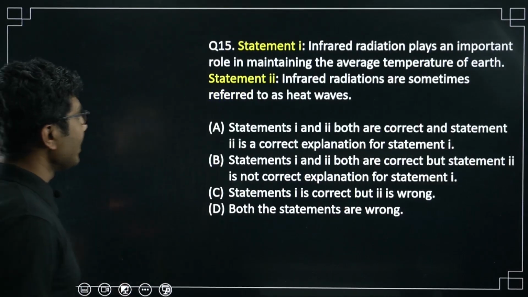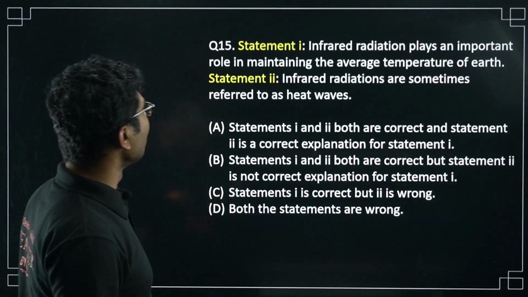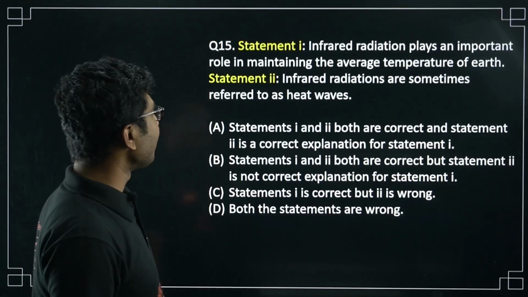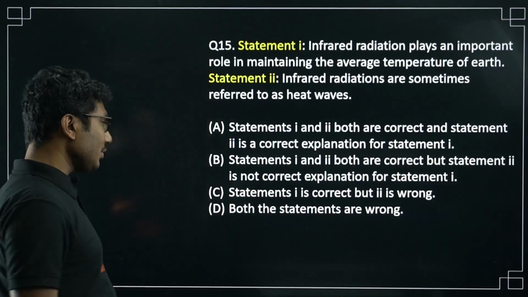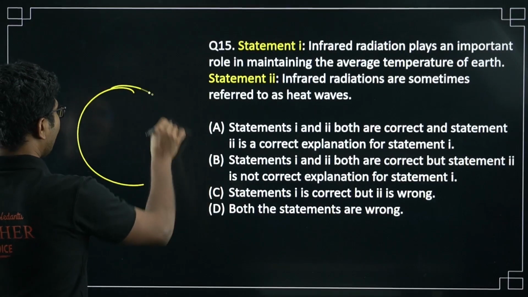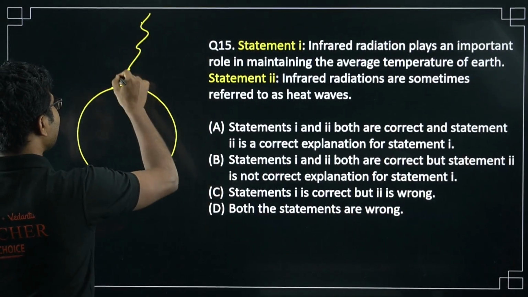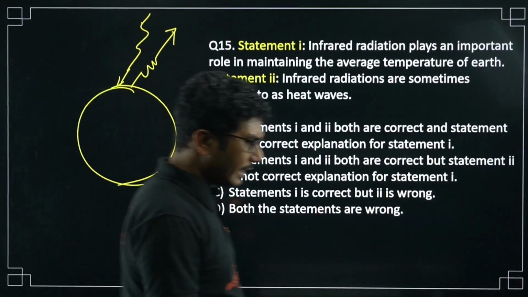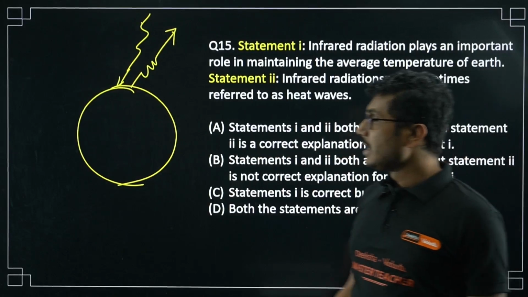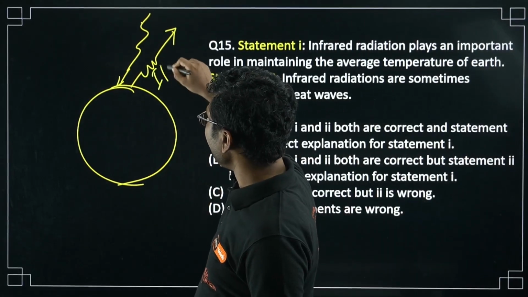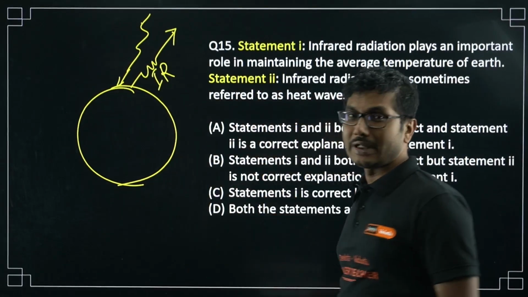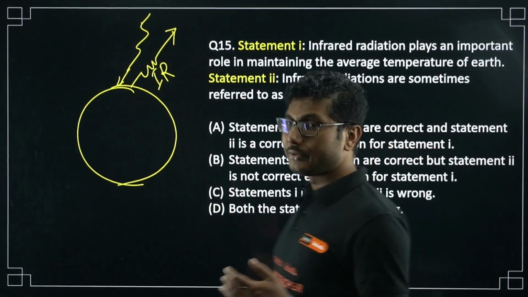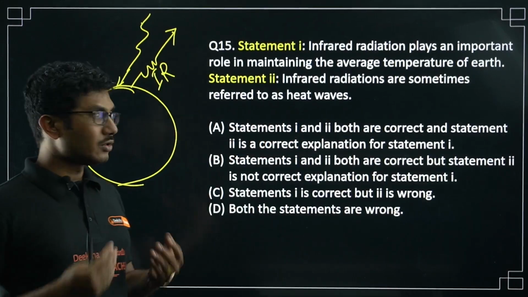Now another statement based question: infrared radiation plays an important role in maintaining the average temperature of Earth. Infrared radiations are sometimes referred to as heat waves. So as you know, during the day Earth receives sunlight, and at night it radiates the energy, so that is basically in the form of heat. Now this is the infrared radiation. So basically during the day Earth receives heat from the sun, and at night it radiates the infrared radiation. That is how the temperature on the surface of the Earth is controlled, right?